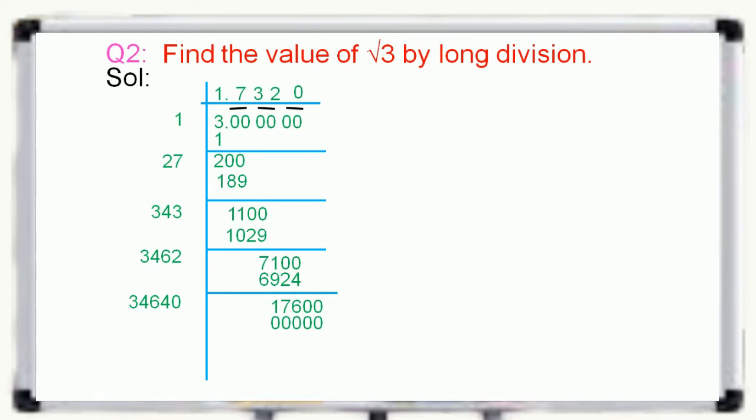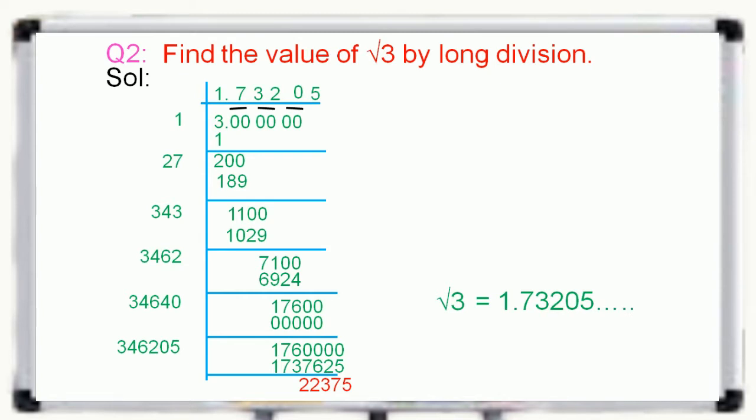taking 0 as quotient. So after subtracting you get the same 17,600. By taking two zeros, it becomes 17,60,000. So the new divisor is 3,46,205. So after subtracting, we get remainder as 22,370. We conclude this division here because this is a non-terminating decimal. So square root of 3 is equal to 1.73205, so on. That means it is a non-terminating, non-repeating decimal.